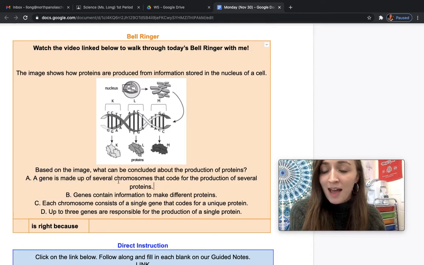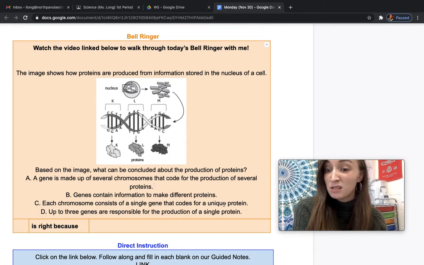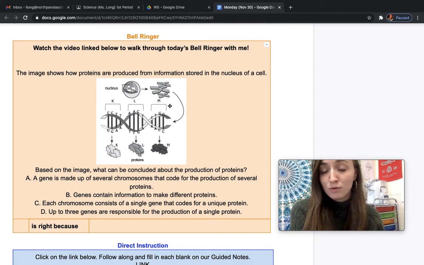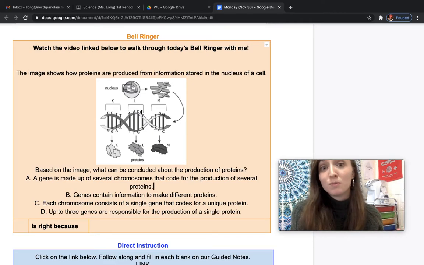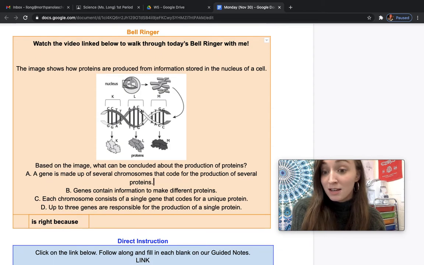If we look at, let's go to C. It says each chromosome consists of a single gene that codes for a unique protein. That answer also sounds really nice. However, look at this strand of DNA. We don't have just one single gene on that strand of DNA, right? We have at least 3 in this picture, different genes. So you're not going to have just one gene on a chromosome. You're always going to have multiple genes in a chromosome. So it's not going to be C.